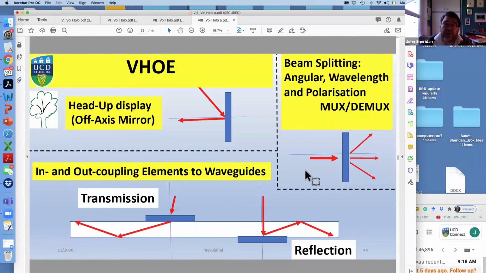Okay, very simple holographic optical elements. This is a head-up display. It's an off-axis mirror. So you've got light coming in from the top and it's reflected in the forward direction. So you don't have specular reflection. This would be a slanted reflection grating.